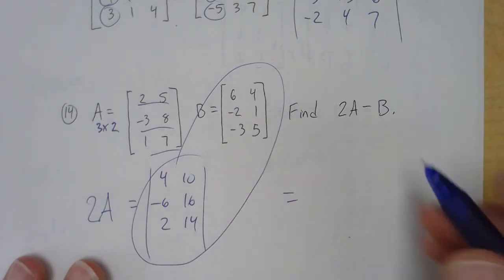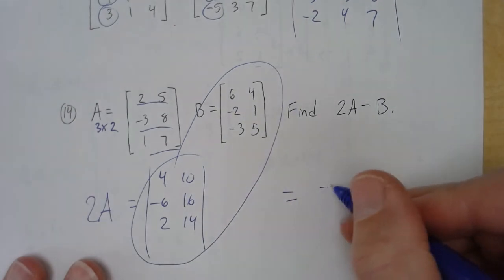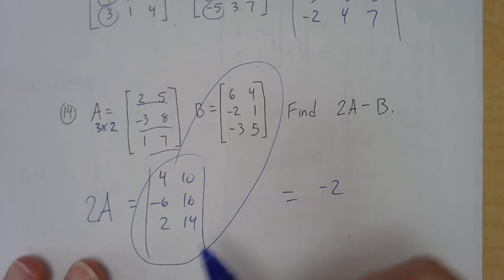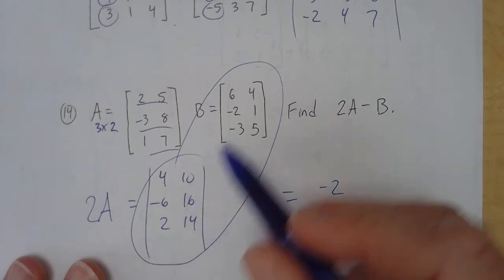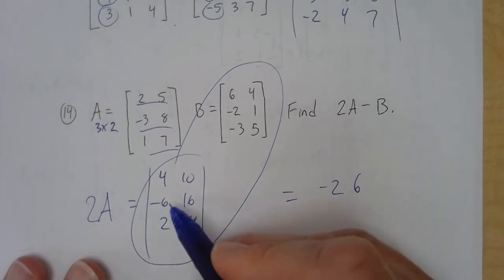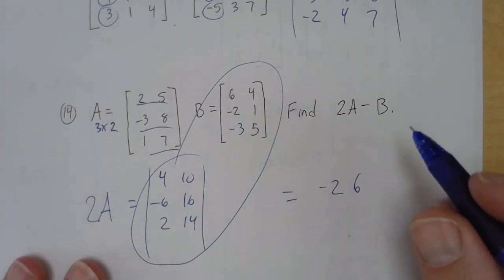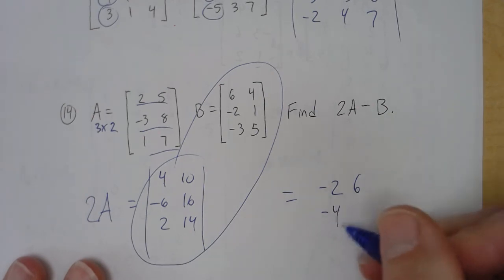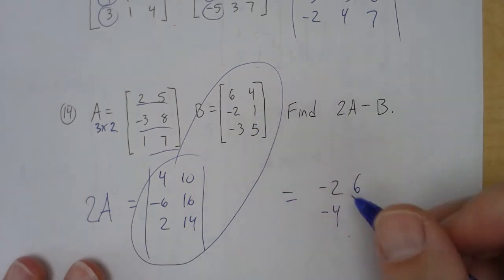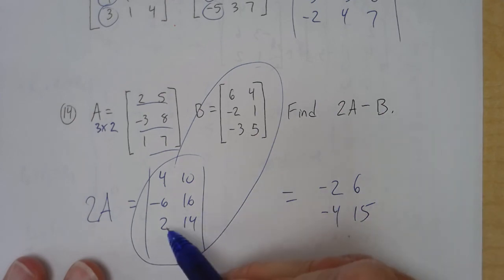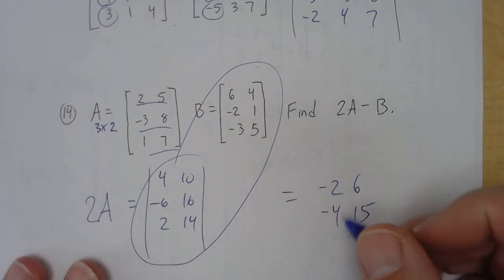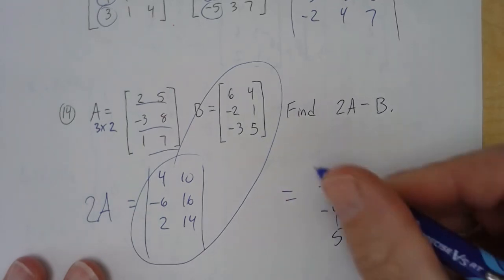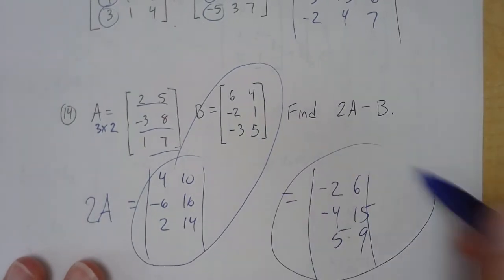4 minus 6 is negative 2. 10 minus 4 is 6. Negative 6 minus a negative 2 would be negative 4. 16 minus 1 is 15. 2 minus a negative 3 flips it to positive, so it'll be 5. And 14 minus 5 is 9. So there's your answer to this one.